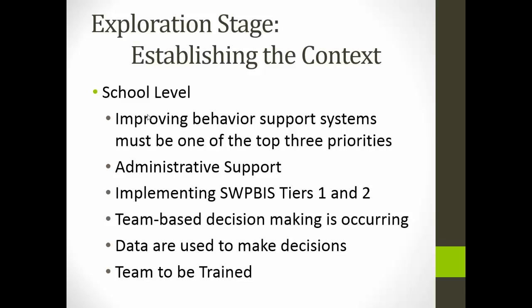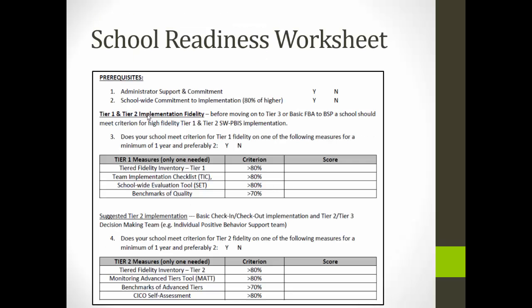Schools should have a strong Tier 1 and Tier 2 implementation in place. There should be team-based decision making that's occurring for students requiring more individualized support at the Tier 2 and Tier 3 level. We're committed to using data for decision making, and then identifying a team that's going to be trained to carry out the intervention.